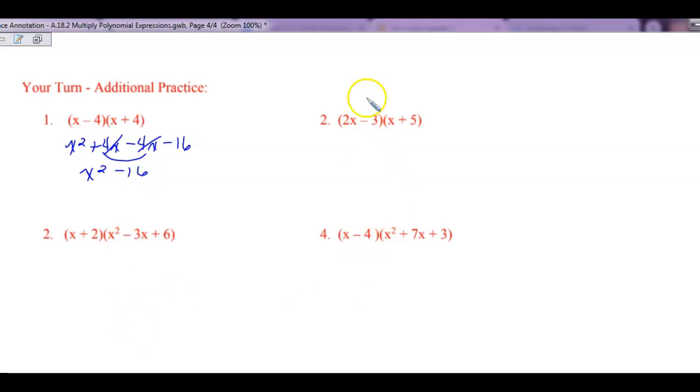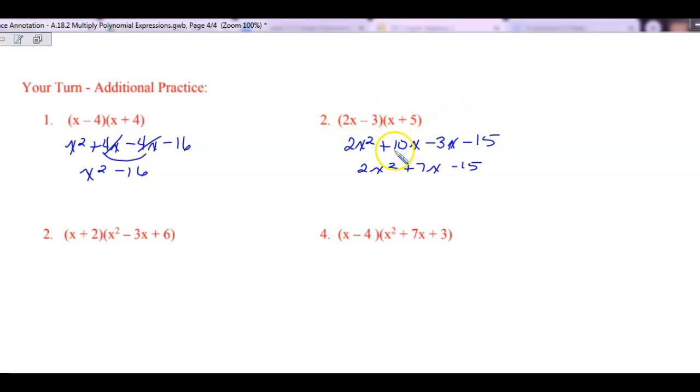Okay. Do the your turn number 2, and then check back for your answer. After doing FOIL, I see that I can simplify these two, and I get 2x squared plus 7x minus 15. If I look at this one here, this is a binomial times a trinomial. Go ahead and work this one out, splitting and distributing the x and the 2. And then simplify for your final answer.